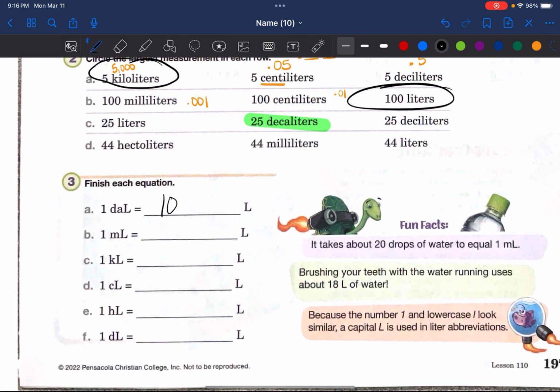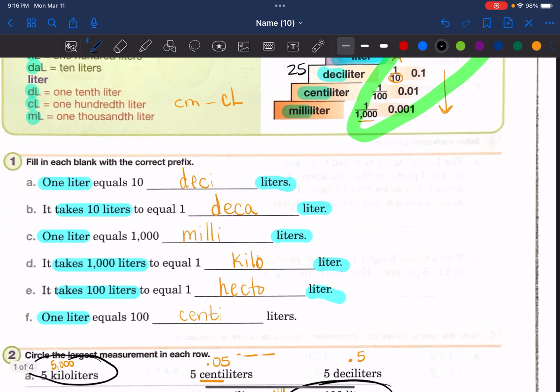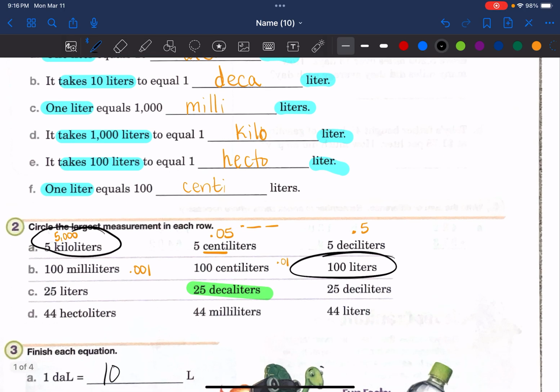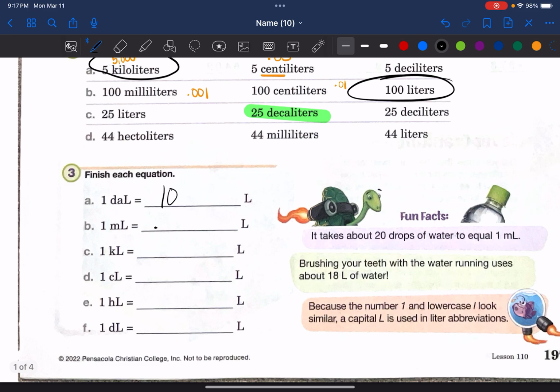Okay, then ml means milliliters. Milli means it's in a decimal spot. So 1 milliliter, I'm going to write the decimal and the fraction. So it's 0.001, or it is 1/1000th, because that's how we say that decimal is 1/1000th. Okay, then kilo, 1 kilo, that goes above a liter, and it's worth 1,000 liters.